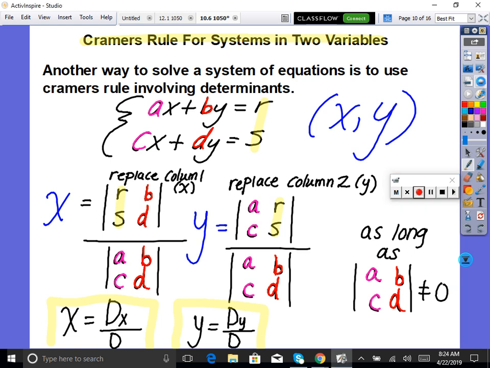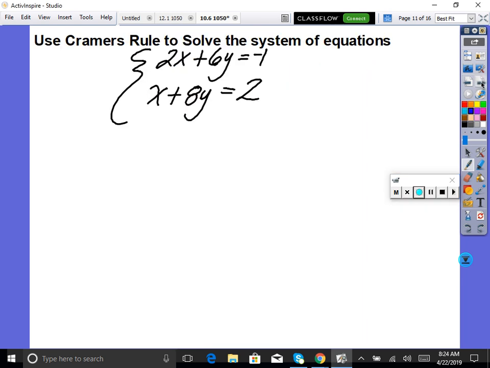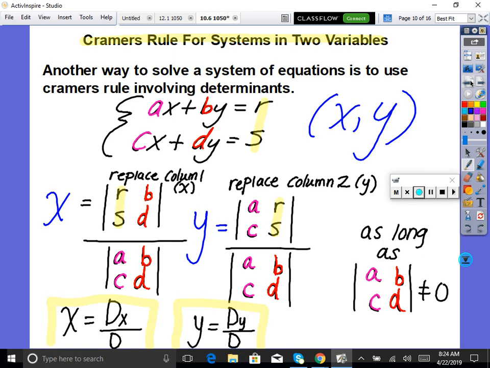Okay, let's put it into action. No? You need more time? Okay. See, it's just a lot of new stuff, and it takes a little bit of practice.